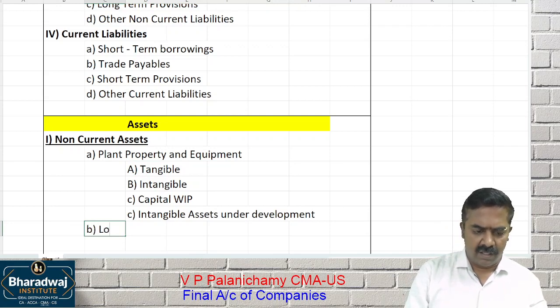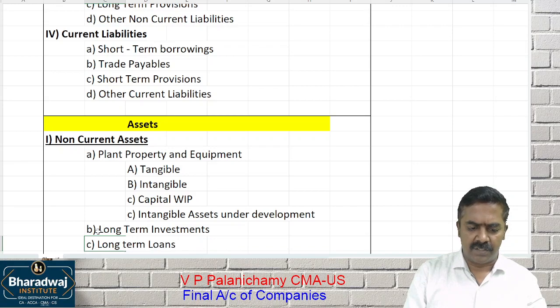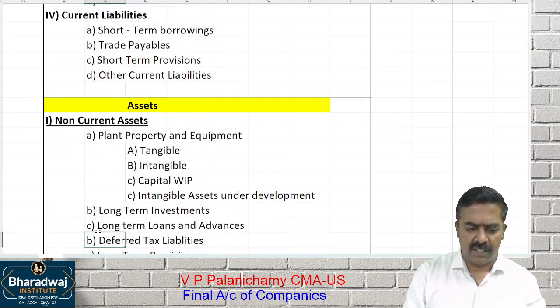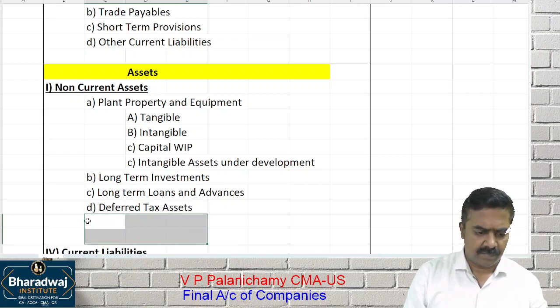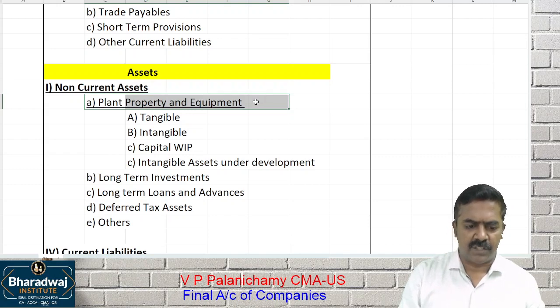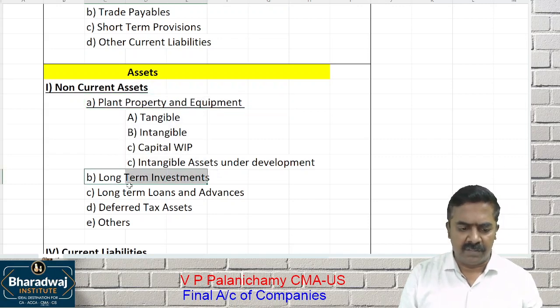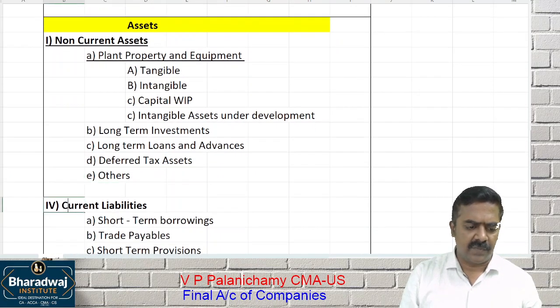Then it will have long-term investments, long-term loans and advances. It will have deferred tax assets. It will have which one? Deferred tax assets. Then any others. Clear? So how many headings under this? Plant, property, equipment should be classified under 4 heads. Thereafter, long-term investments, long-term loans and advances, deferred tax assets and what? Others. The next classification is current assets.